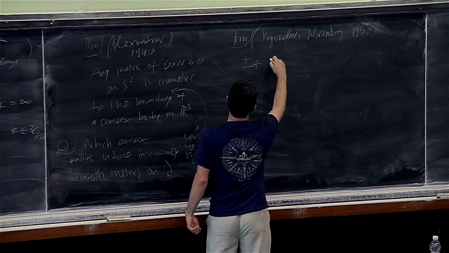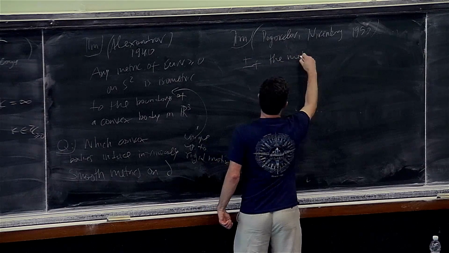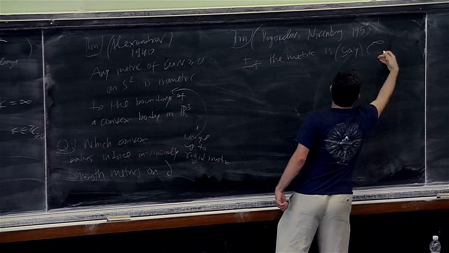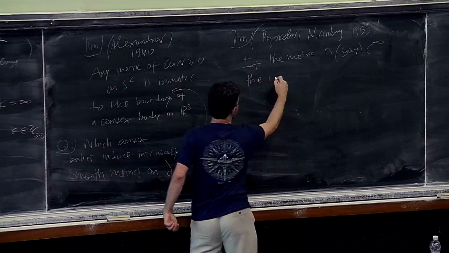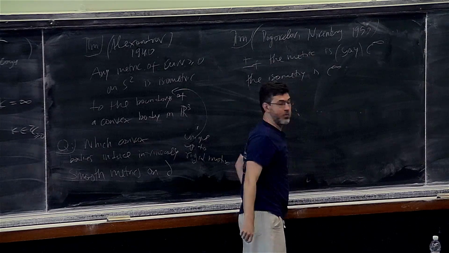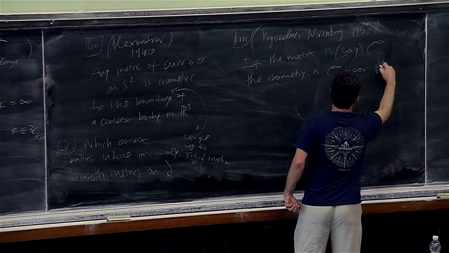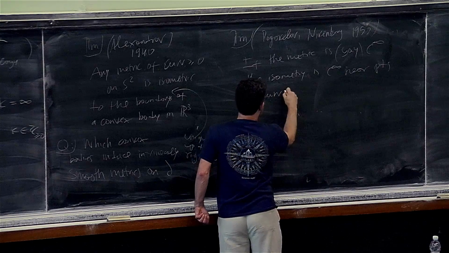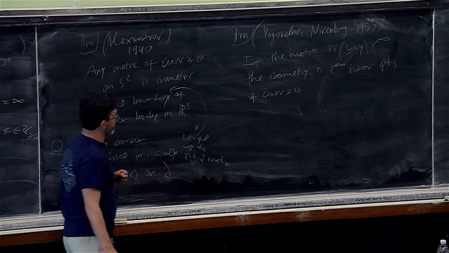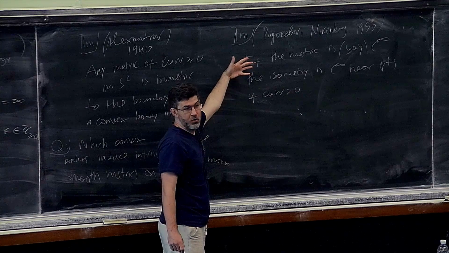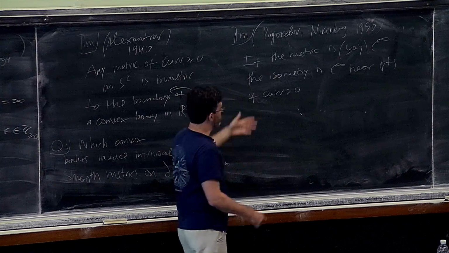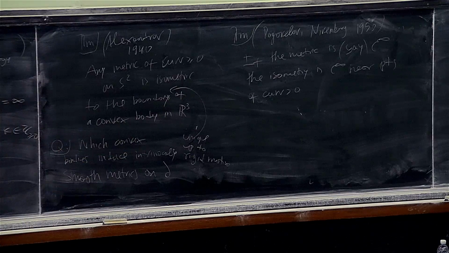So if the metric is, say, C infinity, then the isometry in here is C infinity near the points of positive curvature. And if the curvature is merely non-negative, then that's not true, there are some simple counterexamples. And I think the optimal regularity is unknown in general, but I think it's at most C4. So it's certainly not C infinity. Okay, so that's one issue.